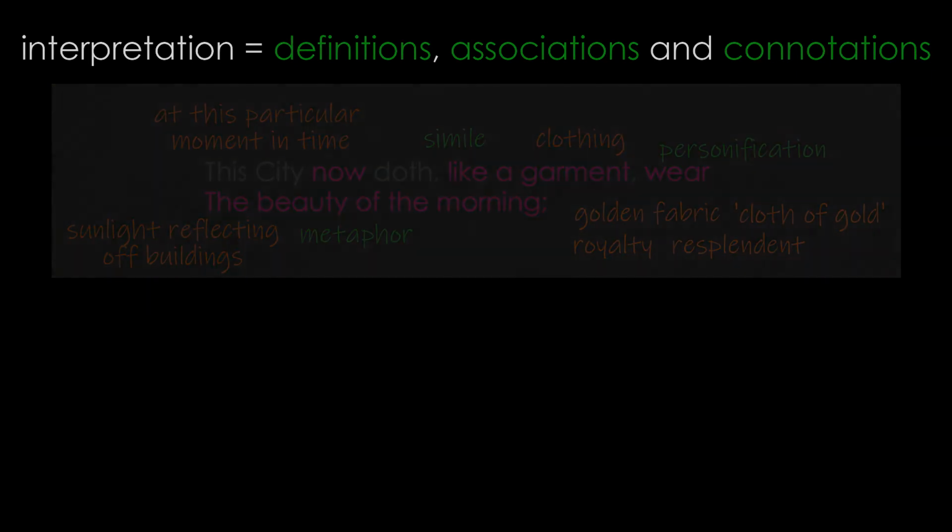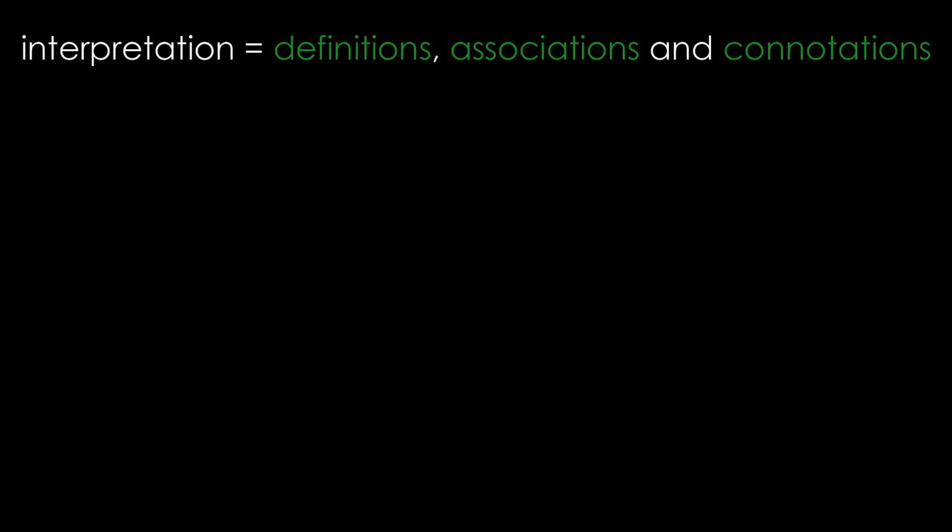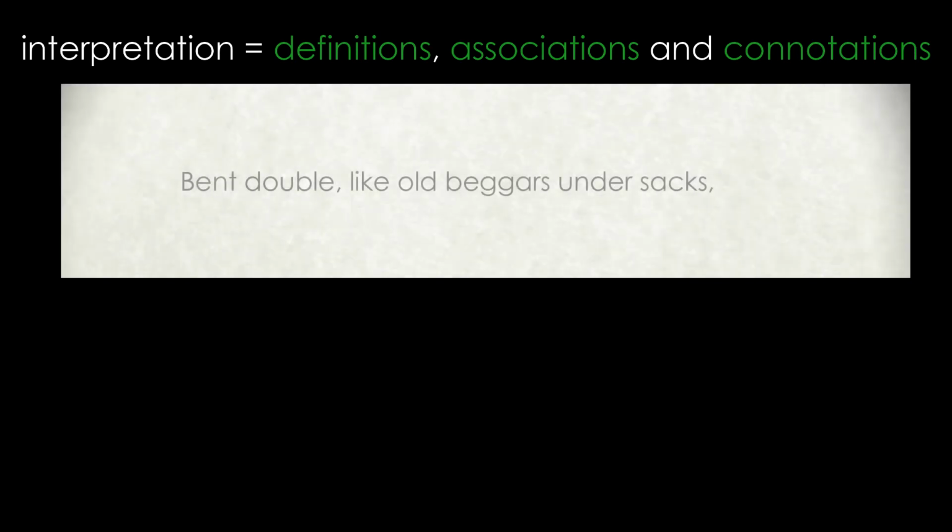Now let's look at our second example, which we can annotate with the definitions, associations and connotations that come to mind when we read it. "Bent double, like old beggars under sacks." As I said before, the soldiers are exhausted, but the image "bent double" makes me think of people who are in such excruciating pain that it causes their bodies to contort, and this shocks me as a reader.